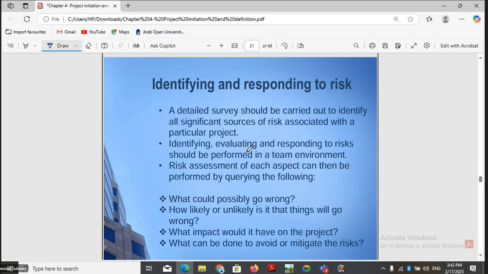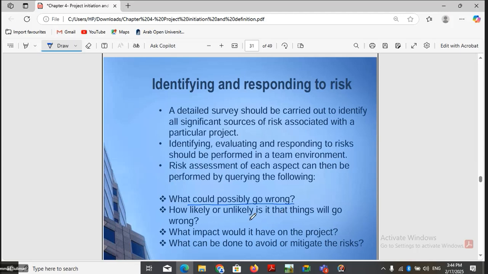Okay, identifying and responding to the risk. We must identify, evaluate, and respond to the risk, and this should be performed in a team environment. It is not an individual job because risk may come at different levels, at different activities, at different stages. Risk assessment of each aspect can be performed by asking what could possibly go wrong with this risk. Like, if this risk happens, what can go wrong?